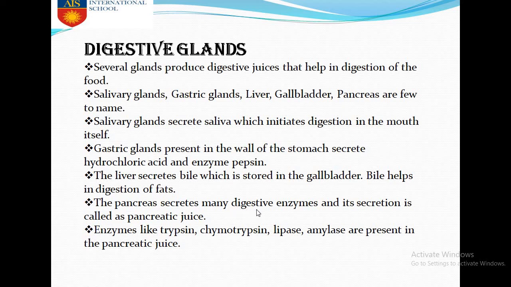Now, the pancreas also secretes many digestive enzymes, and its secretion is called pancreatic juice. It contains many digestive enzymes like trypsin, chymotrypsin, lipase, and amylase. Trypsin and chymotrypsin help in digestion of protein. Lipase helps in digestion of lipid. Lipid is the other name of fat. And amylase helps in digestion of carbohydrates or starch.